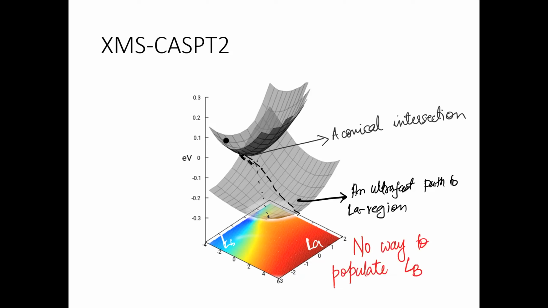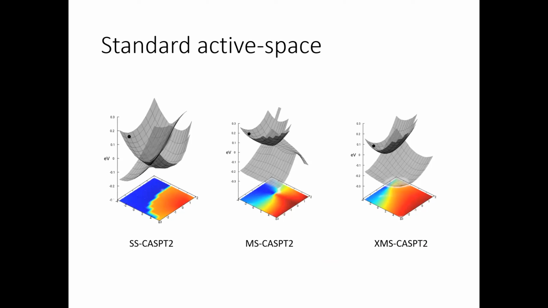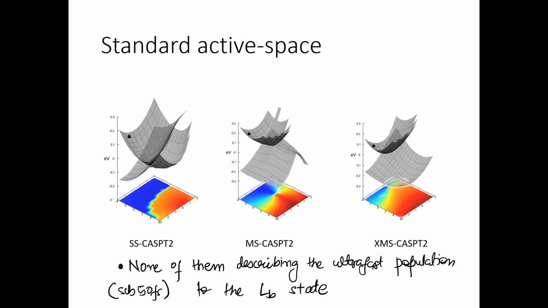So there is no way that you would populate LB. I mean, after pumping, the population will just collect in the LA region. So all of this looks incoherent with what we were observing experimentally. So I thought, okay, we can improve CASPT2. This is just a summary of what we saw with the standard active space, with all the valence orbitals in the active space, and none of them are describing the ultrafast population, sub 50 femtosecond, to the LB state.